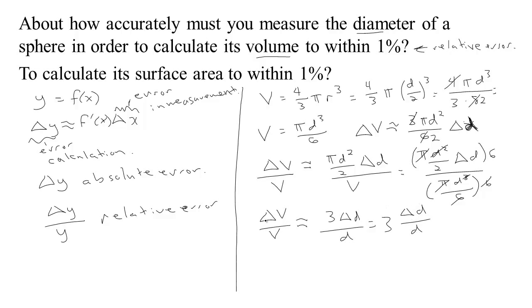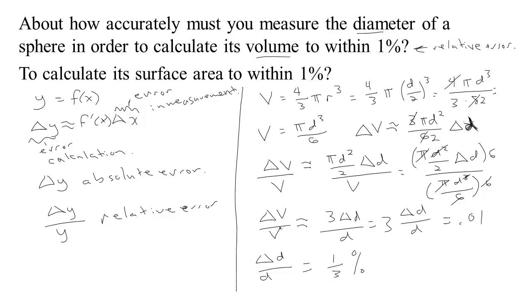So if I want the relative error in the calculation to be 1% or less, let's just look at the worst case scenario, then that tells me that the relative error in my diameter measurement has got to be about 0.01 divided by 3, so 1/3 of a percent, in other words.